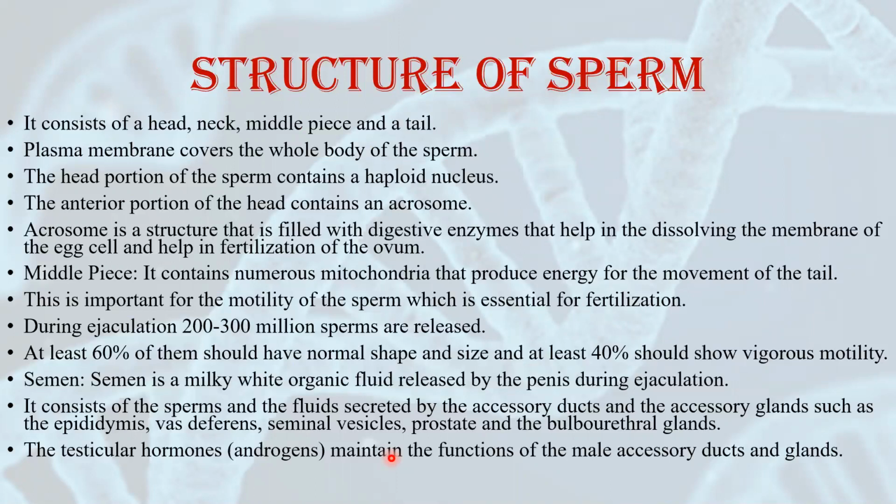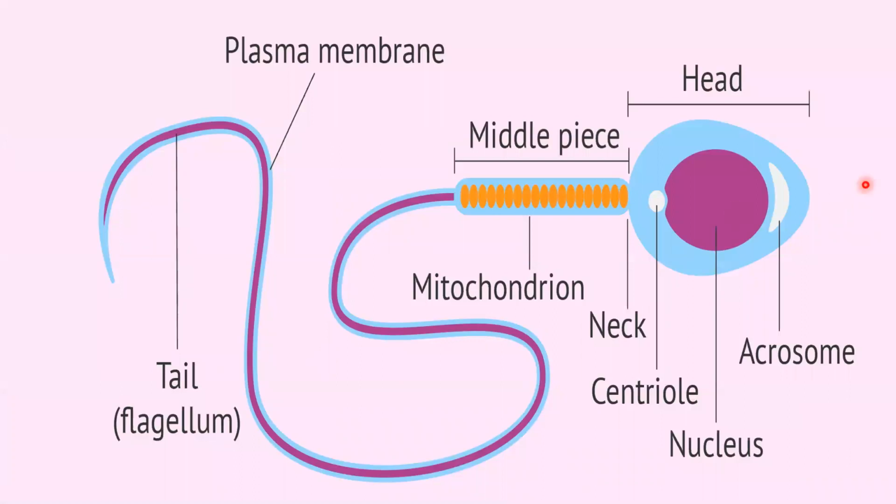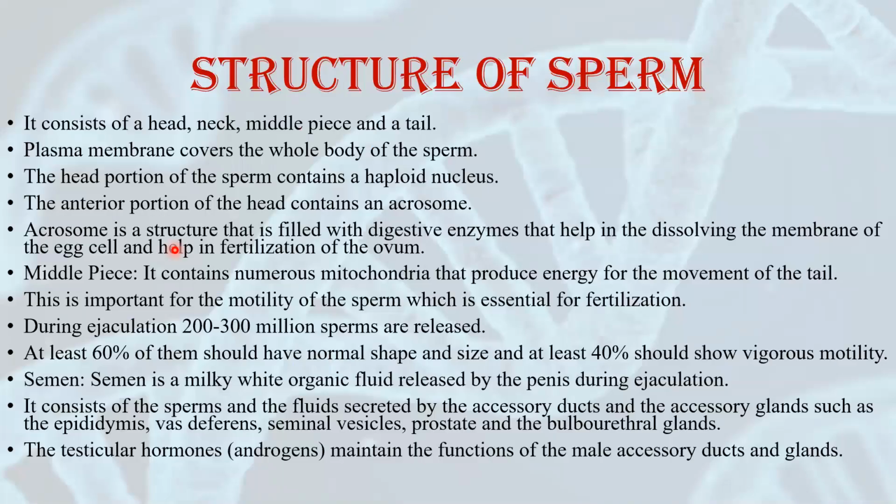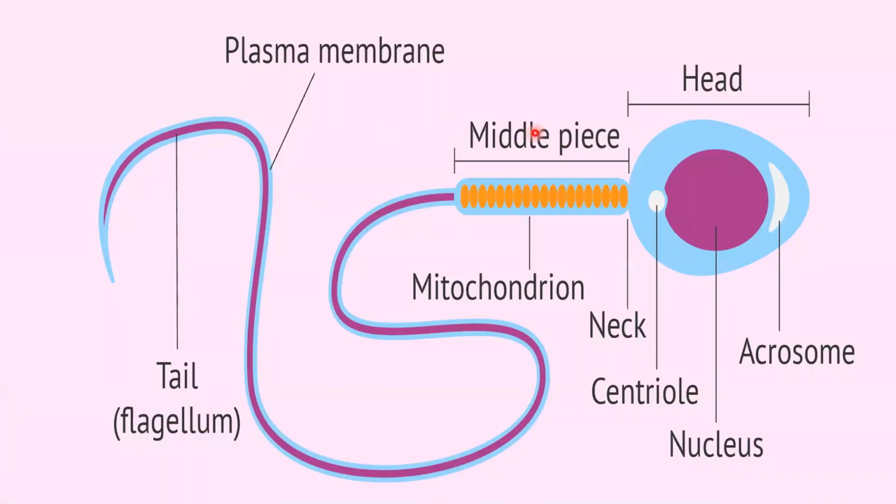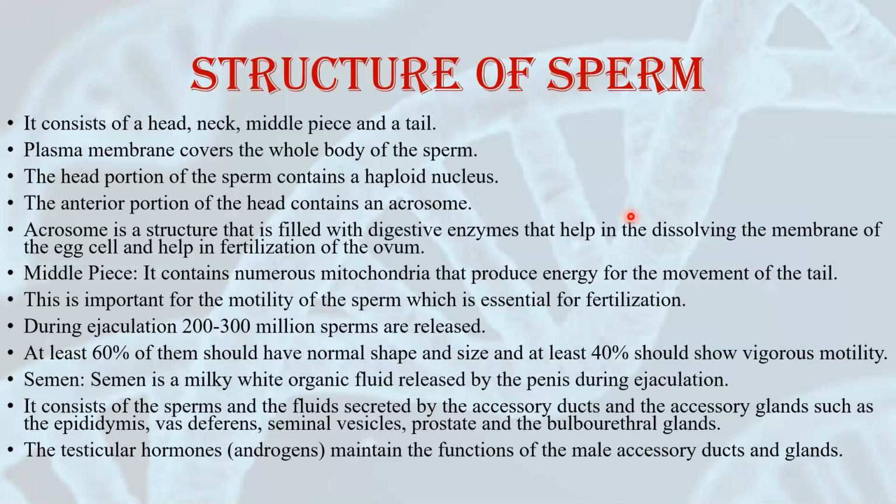Now let us study the structure of sperm. First of all, see the diagram. This is the diagram. This is the head region, the middle piece, and this is the tail region of the sperm. It consists of four parts: head, neck, middle piece and tail. Here it also has a neck. Plasma membrane covers the whole body of the sperm. The head portion of the sperm contains a haploid nucleus. Now you have studied spermatogenesis, so you know what is a haploid nucleus and how it is formed.